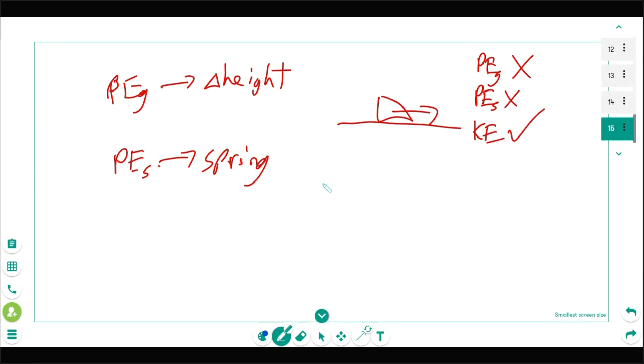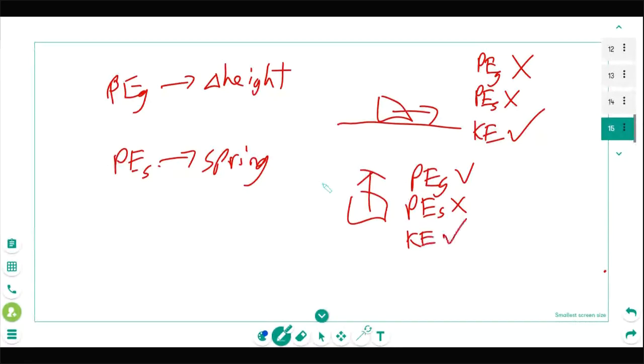If I have something moving upwards, then I will do PEG, not PES, and then I will have kinetic energy as well, going upwards. So those are kind of the options.